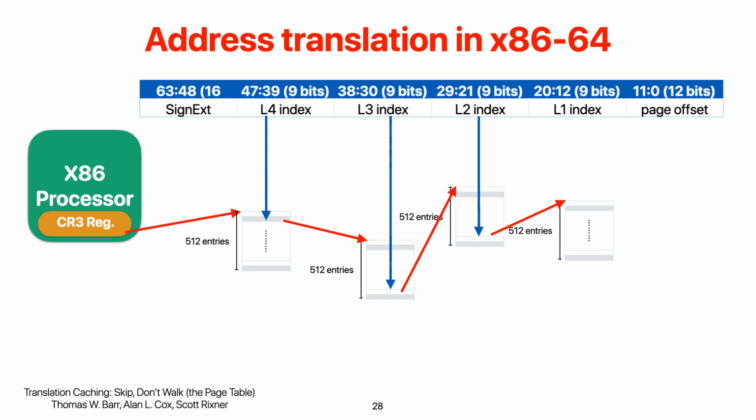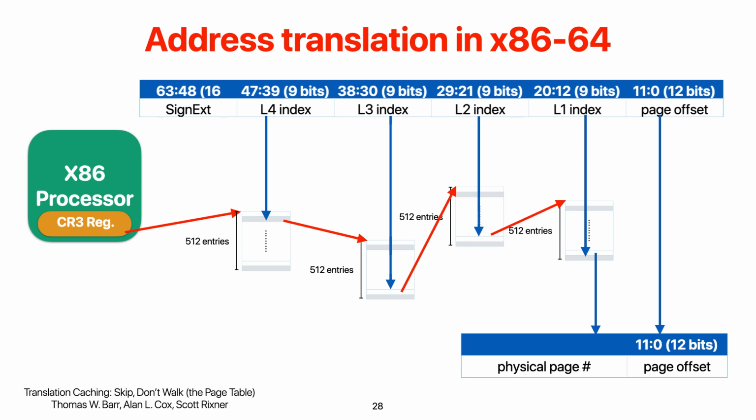And now, because this is the last level index, it will contain the translation of your physical page number and concatenate it with your page offset. That's how you find your physical memory address.